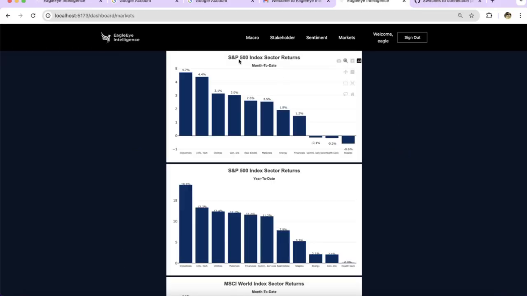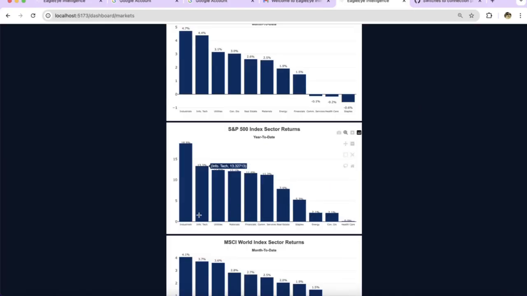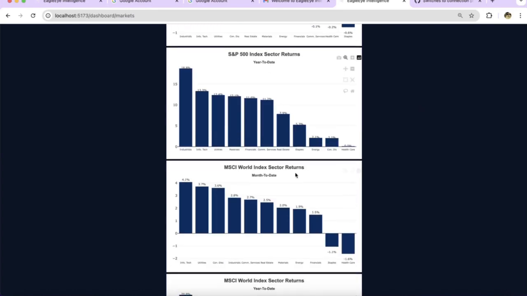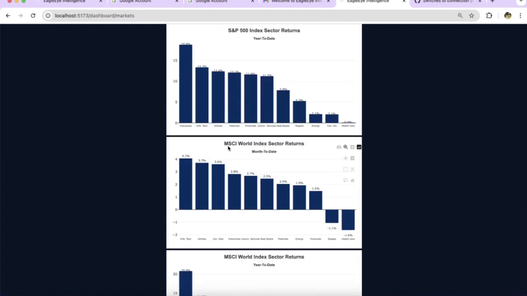Okay, so for markets, what we did is we just want it pulling in real time and updating daily. And what happens is that it will always check on what is the S&P's return across different sectors. So this is your month to date, and this is your year to date. As you can see, industrials and infotech have been outperforming for the year, and the lagging ones will be consumer discretionary and healthcare.